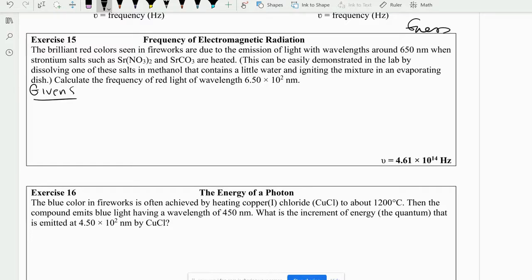The brilliant red colors seen in fireworks are due to the emission of light with wavelengths around 650 nanometers when strontium salts, such as strontium nitrate and strontium carbonate, are heated. This can easily be demonstrated in lab by dissolving one of these salts in methanol and then adding a little water and mixture in an evaporating dish. Calculate the frequency of red light with a wavelength of 6.0 times 10 to the 2 nanometers.